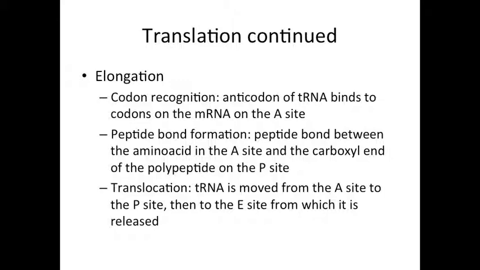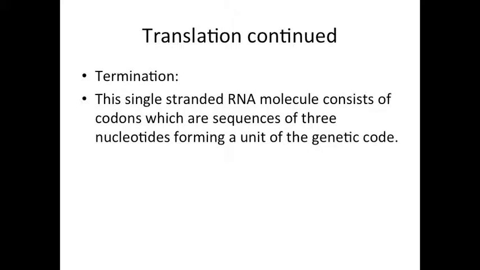Elongation begins with codon recognition, and this is when the anticodon of tRNA binds to the codons on the mRNA on the A site. Peptide bond formation is the peptide bond between the amino acid in the A site and the carboxyl end of the polypeptide on the P site. Translocation is when tRNA is moved from the A site to the P site, then to the E site, from which it is released. The last step is termination, and this is when the single-stranded RNA molecule consisting of the codons, which are sequences of 3 nucleotides, forms a unit of the genetic code.